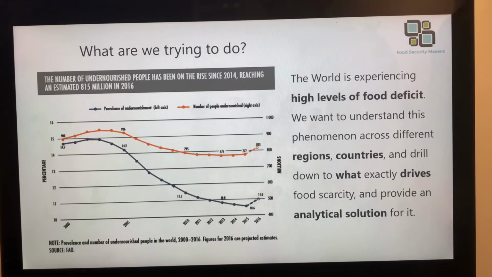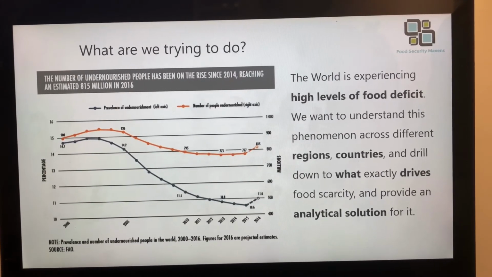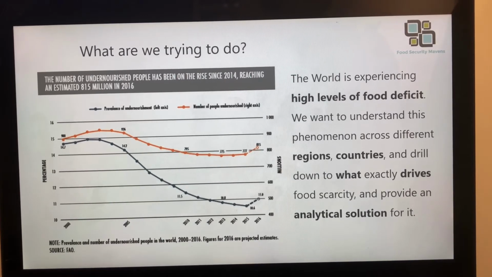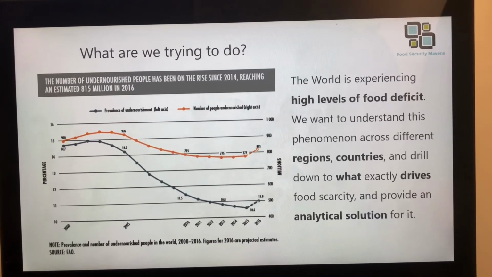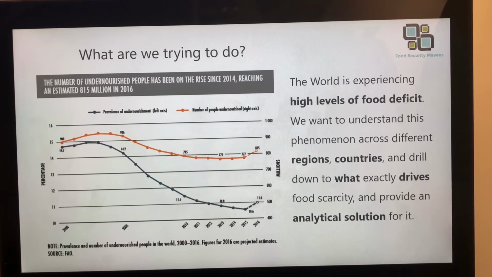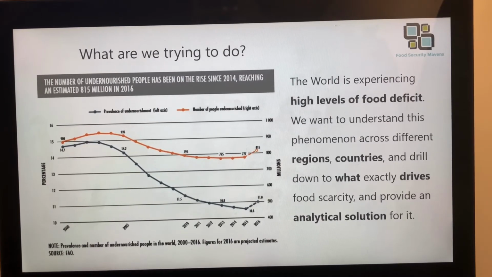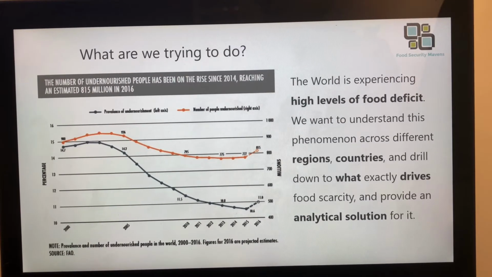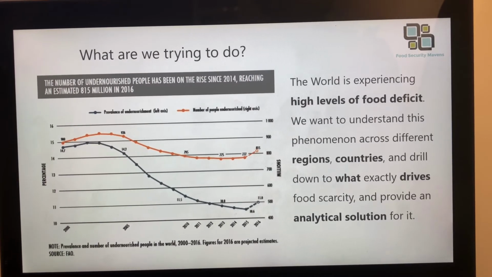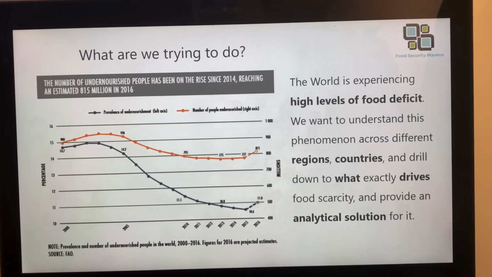Let's look into what we are trying to do. The world is experiencing a high level of food deficit. We want to understand the phenomenon across different regions and countries, and drill down on what exactly drives food scarcity and provide an analytical solution for it. As you can see from the graph, undernourishment is predicted to increase across the globe, and the root cause is food deficit. There are several factors that impact food deficit.